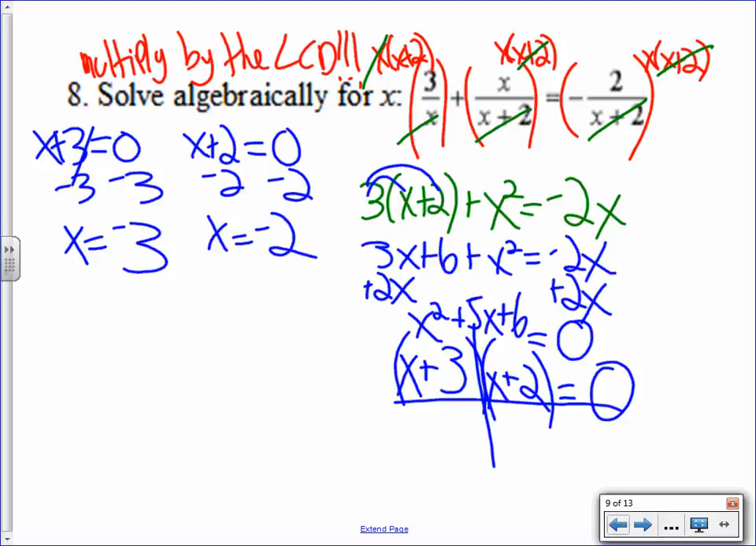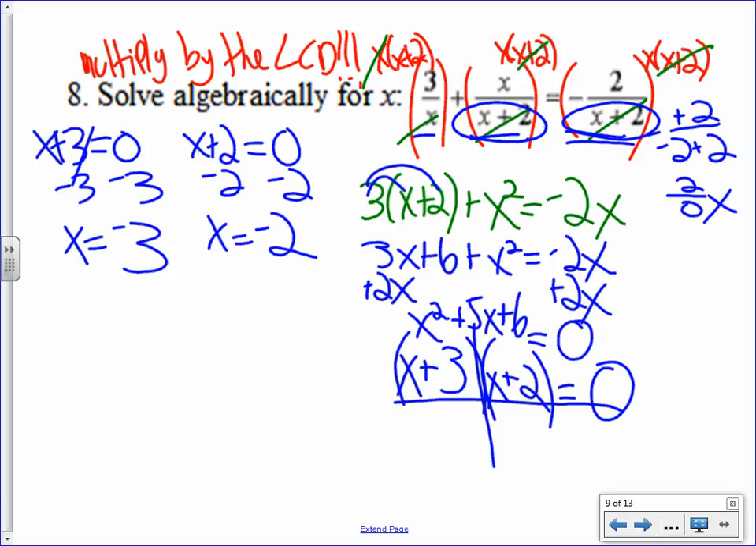Wait. I didn't answer the question yet. Final step. I need to check to see if either of the answers makes the denominator 0. Does negative 3 make the denominator 0? No. It would be negative 3 here, it would be negative 1 here, it would be negative 1 here. That one's fine. Does negative 2 make any of them 0? Yes. If I substitute negative 2 in, I'm going to get, over here for example, negative 2 over negative 2 plus 2, which would be 2 over 0, which can't happen. So, negative 2 doesn't work, negative 3 does. Make sure you do that final step and check.